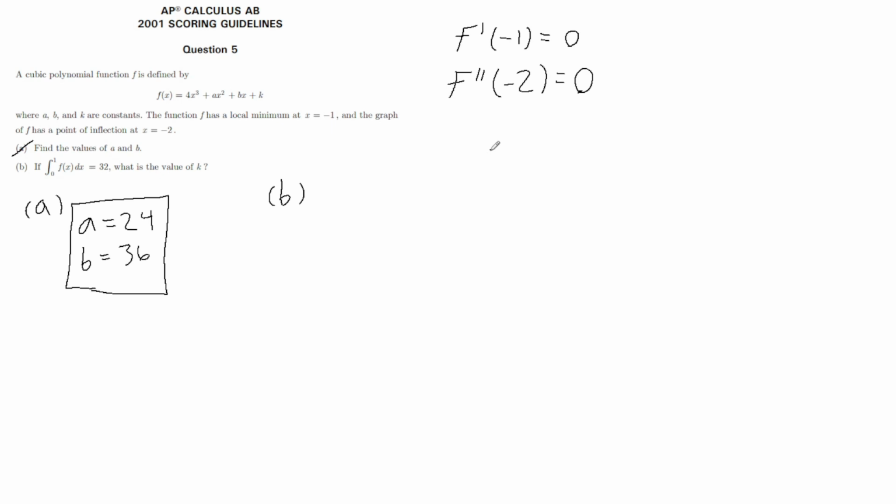Now that we've finished part A, we can get started with part B. Part B asks us, if the definite integral from 0 to 1 of f of x with respect to x equals 32, what is the value of k?